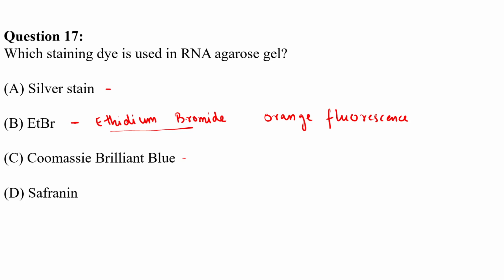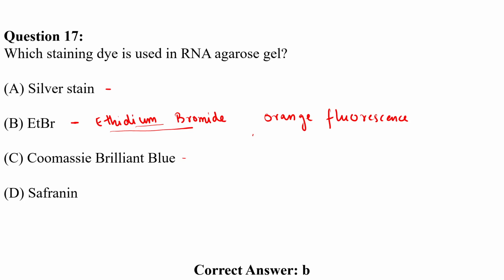Similarly, RNA gels are also stained in a similar manner. They are also stained using ethidium bromide. They also stain the RNA with orange fluorescence, which we can easily visualize in a UV transilluminator. Okay, so option B is the correct answer.